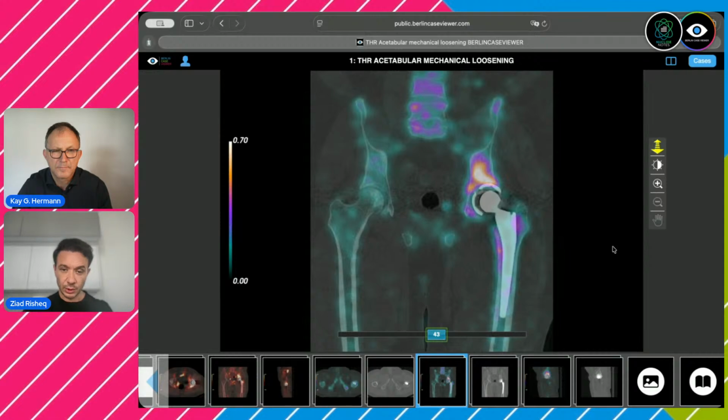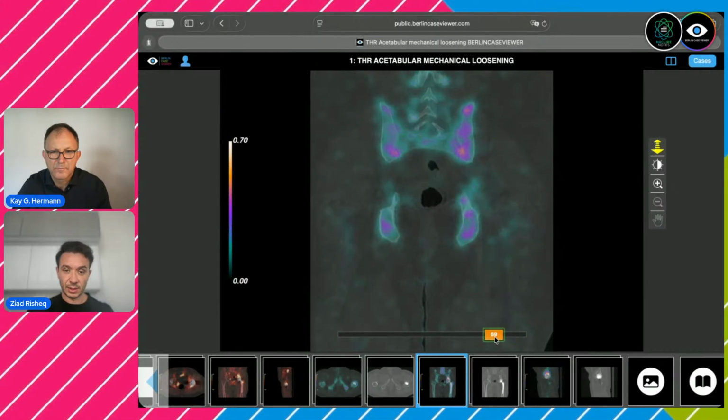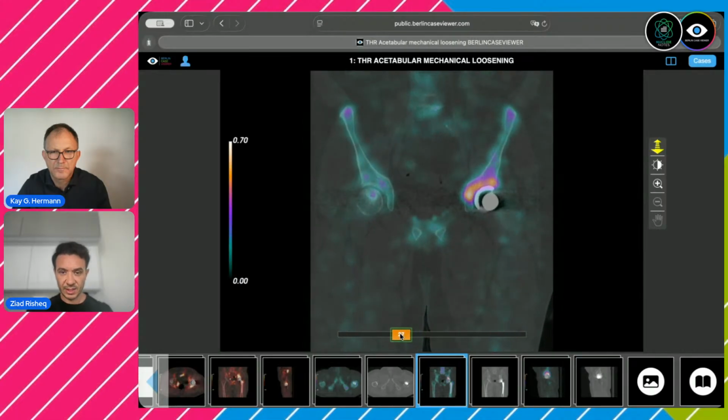Post-operatively, you should expect to see uptake around the proximal part of the greater trochanter and lesser trochanter. So this is zone 7, and this is zone 2 around the lesser trochanter. And usually we can see, especially in uncemented femoral stem, persistent uptake around these regions on planar imaging.